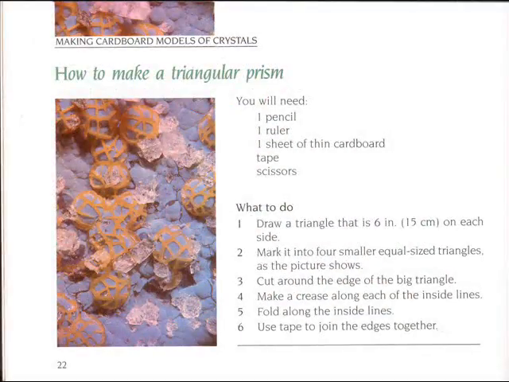How to make a triangular prism. You will need 1 pencil, 1 ruler, 1 sheet of thin cardboard, tape, and scissors. What to do? 1. Draw a triangle that is 6 inches on each side. 2. Mark into 4 smaller equal-sized triangles as the picture shows. 3. Cut around the edge of the big triangle.